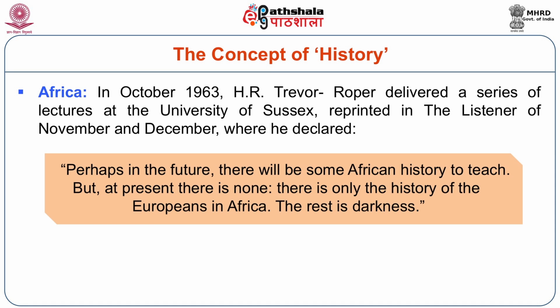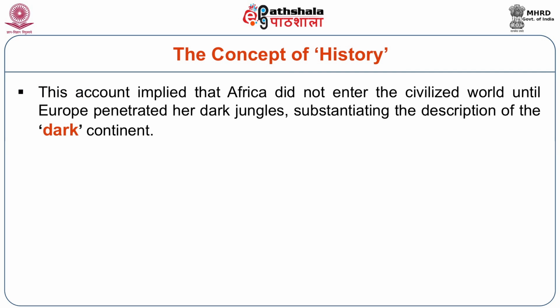"Perhaps in the future, there will be some African history to teach, but at present, there is none. There is only the history of the Europeans in Africa. The rest is darkness." This account implied that Africa did not have a history of its own until civilized Europe penetrated her dark jungles, substantiating the description of the dark continent which began with Henry Stanley Morgan.